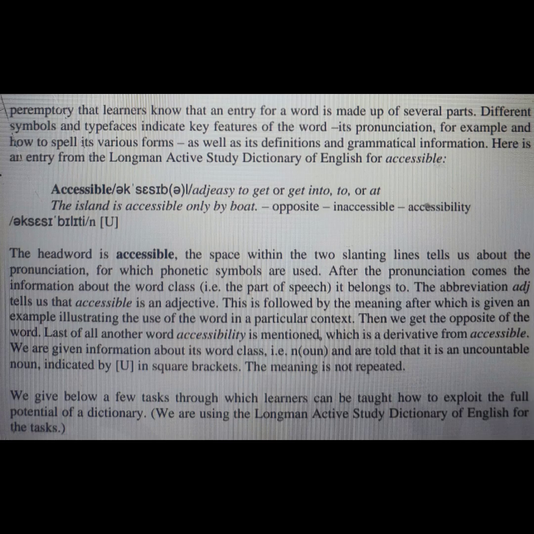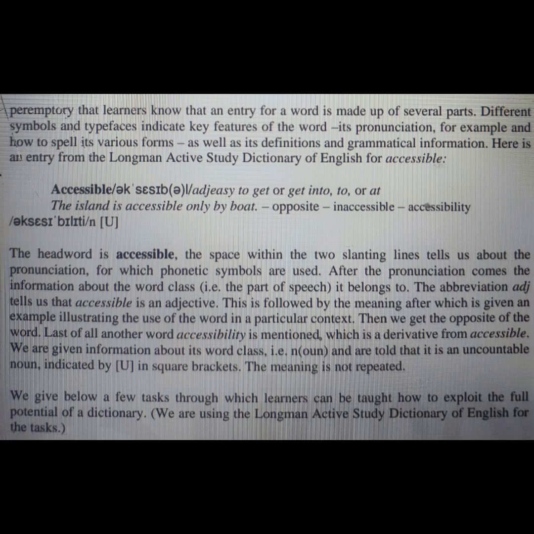This is followed by the meaning, after which is given an example illustrating the use of the word in a particular context. Then we get the opposite of the word. Last of all, another word, accessibility, is mentioned, which is a derivative from accessible. We are given information about its word class, i.e. noun, and are told that it is an uncountable noun, indicated by u in square brackets. The meaning is not repeated.